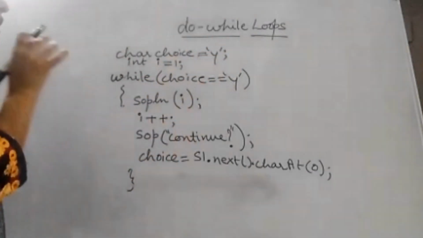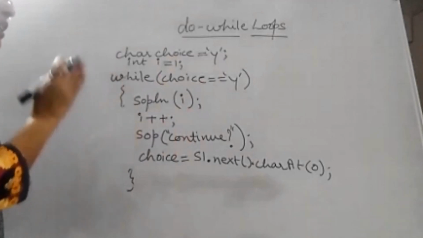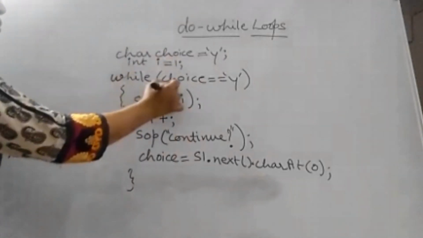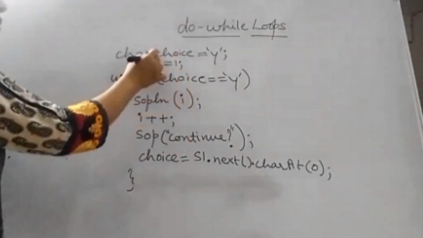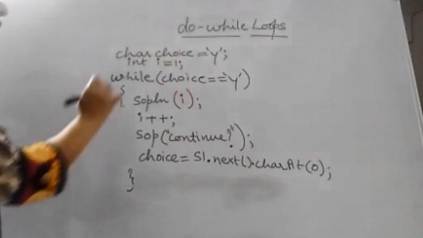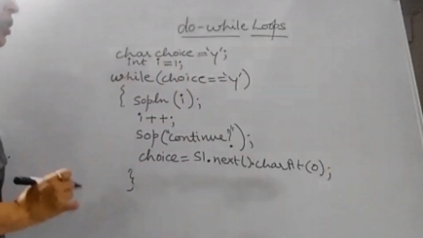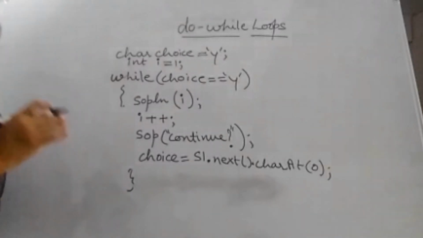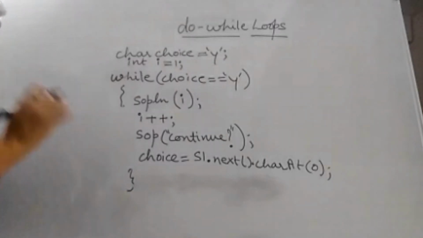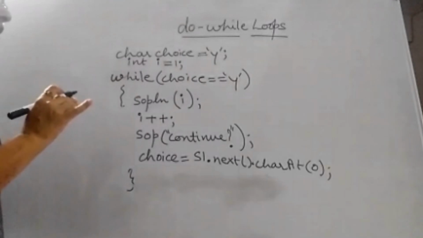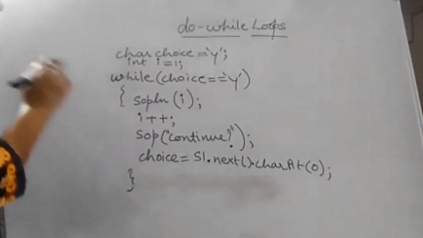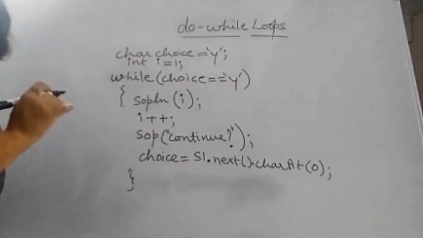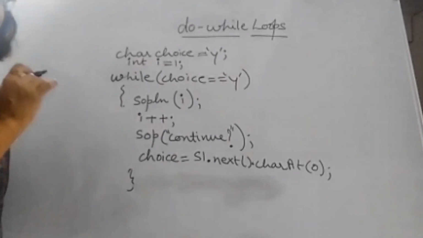So in a while loop we have to first initialize the loop counter variable. You have to initialize that variable and only then it can continue. But when it is a do-while loop, you don't have to bother about that. You don't have to bother about initializing it. It will continue because in the beginning it is not checking for the condition in the case of a do-while loop.